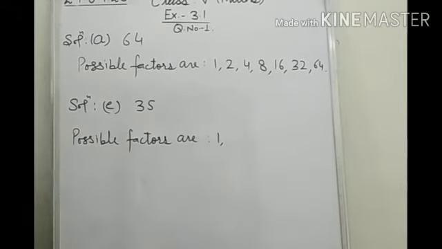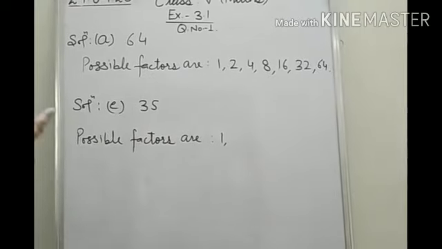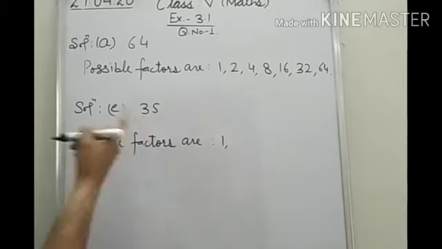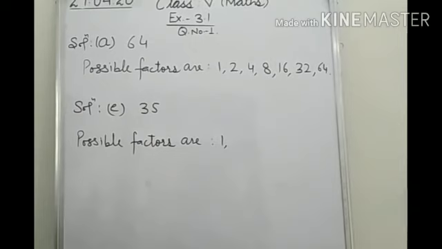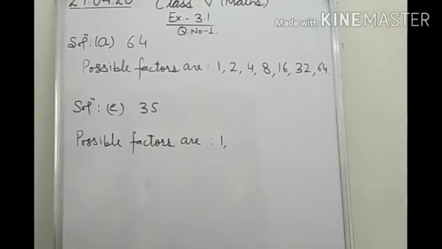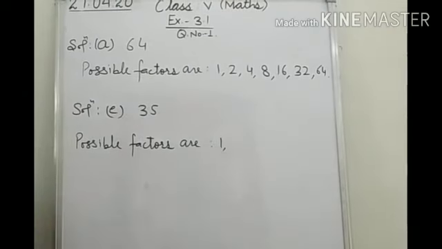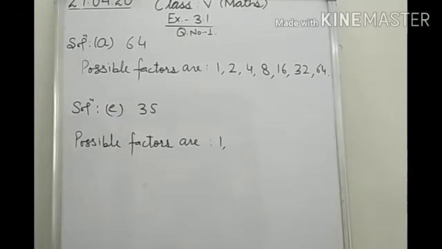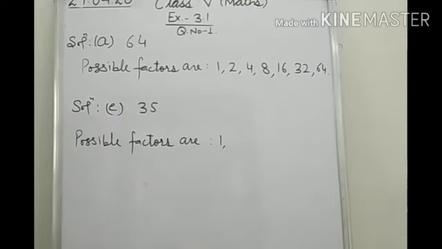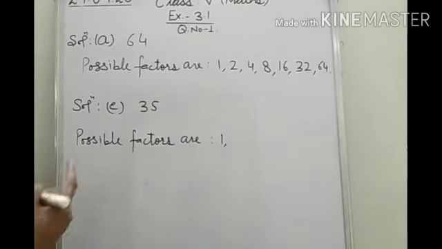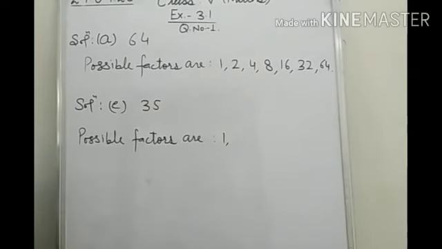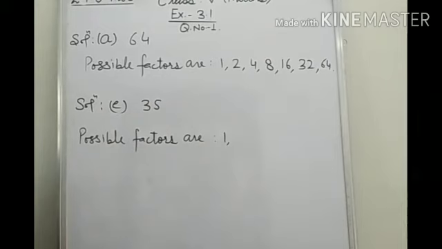Now for the divisibility test of 3, here the sum of digits is what? 5 plus 3, it is 8. And 8 is not divisible by 3. So this number will also not be divisible by 3. So 3 is not a factor of this number. Now 4, we know that 4 8s are 32, 4 9s are 36, means this number is not divisible by 4.